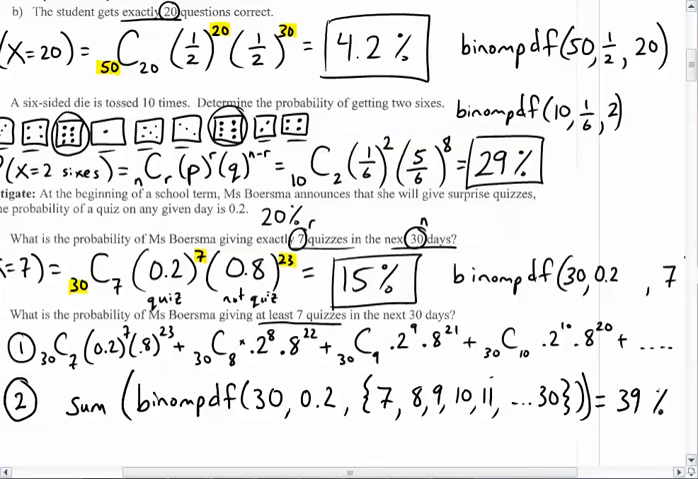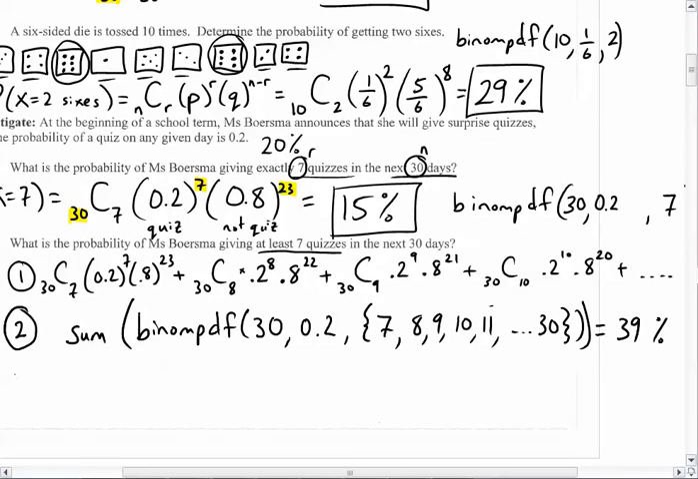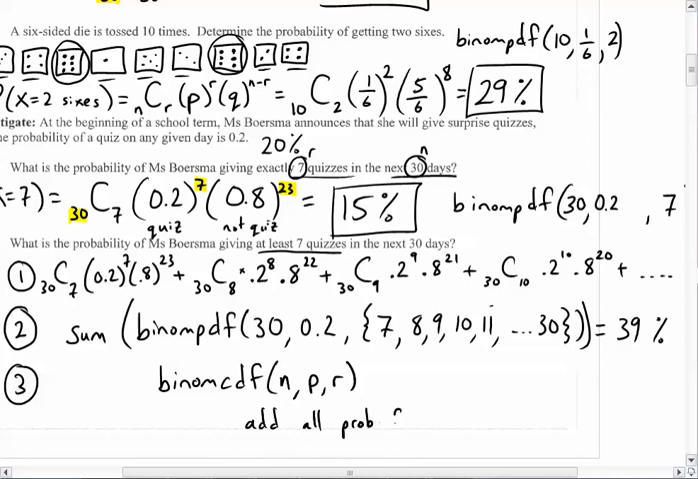Okay, but you might be saying, what if it was 100 days instead of 30 days? I wouldn't want to type in all the numbers from 7 to 100. There must be an easier way. And there is, and that's the binomial CDF function. It's the cumulative distribution function. Let me give you the basics. The basic arguments are N, P, and R. What this will do is add all the probabilities from 0 to R. So it'll add up all the numbers from 0 to R for you.